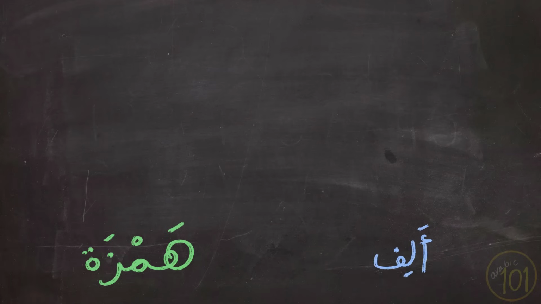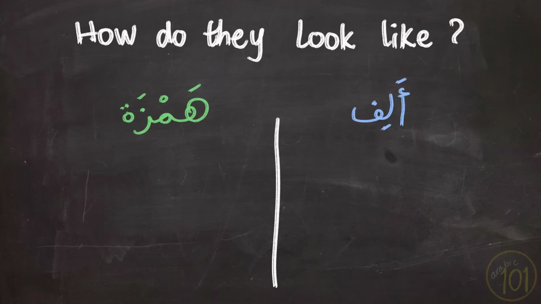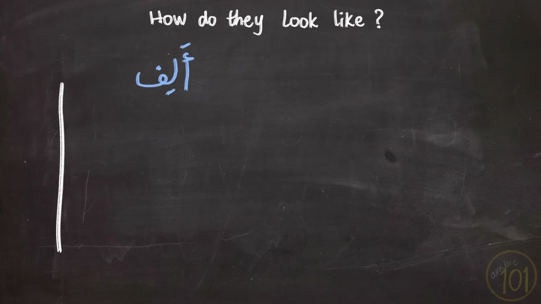But before we do that, we first need to know how they look like, so that when we start talking about them, we would then know what we're going to apply the rules on. So Alif in the Quran and basically all Arabic texts has 4 variations.